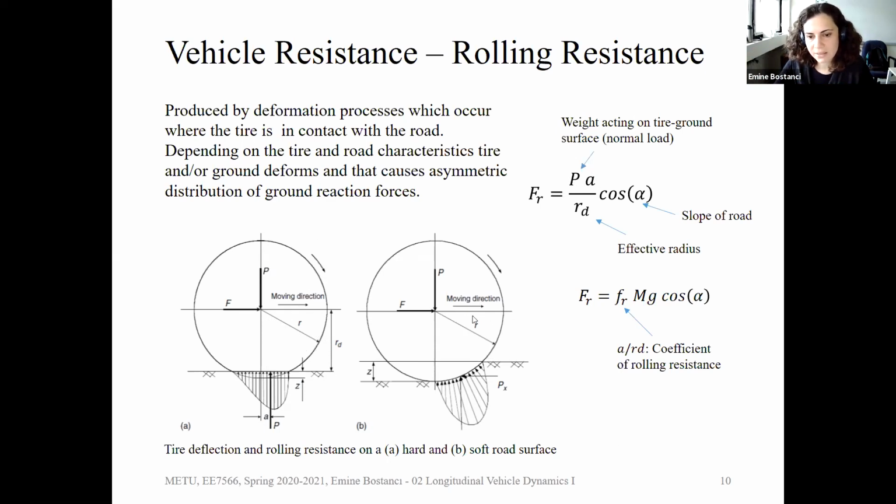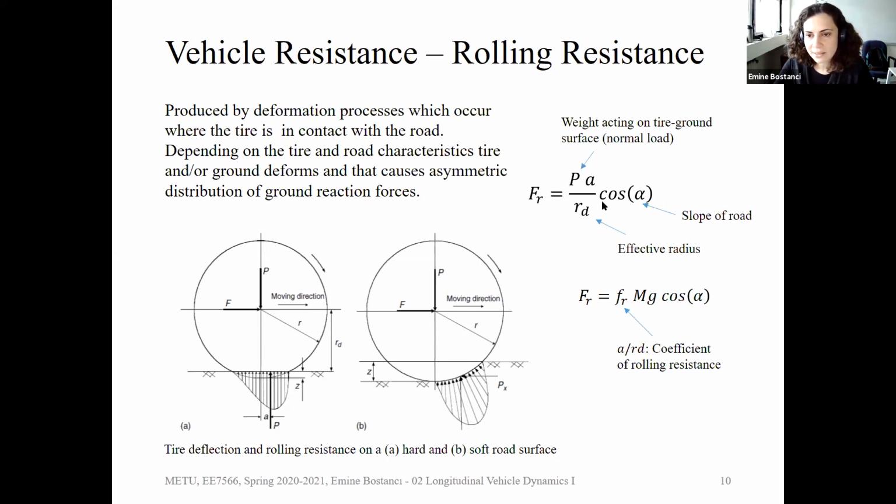Now the effective radius is also changing as the ground or the tire are deforming. So therefore, we are going to see a reverse force acting on the wheel, and this reverse force is going to be the rolling resistance. It is there because of the rolling motion, and it is always opposing the direction of the motion.